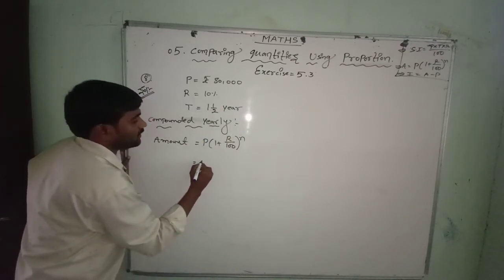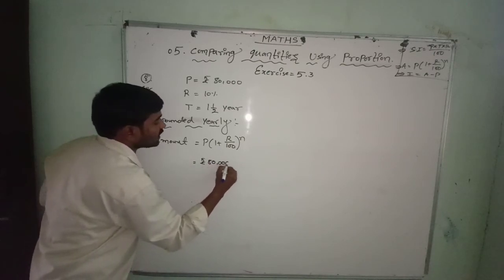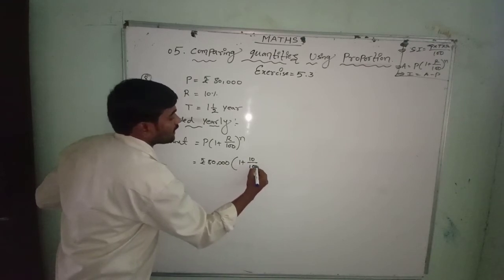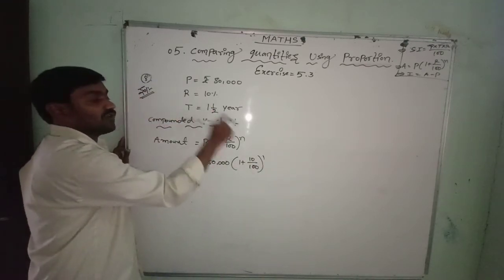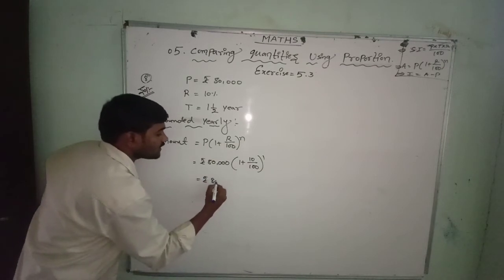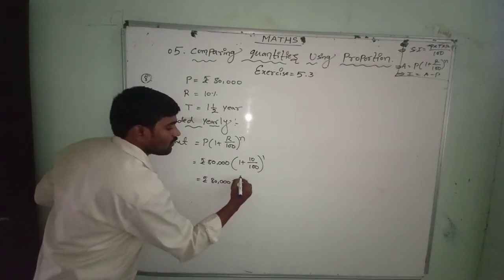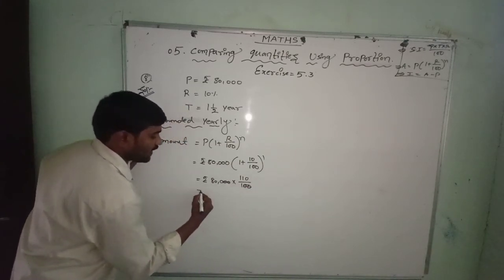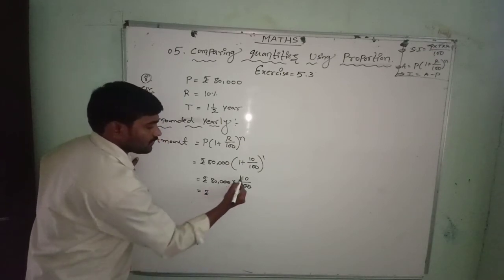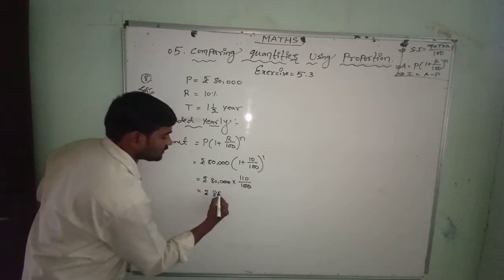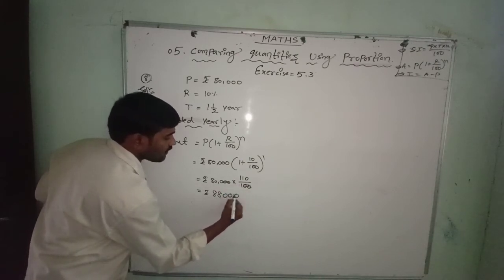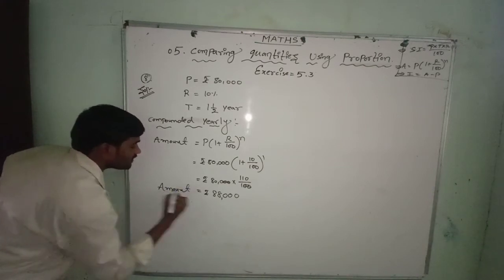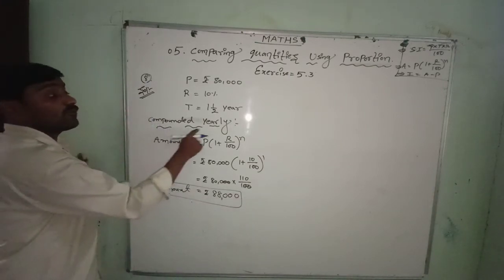So let us go for here rupees 80,000 of 1 plus R, that is 10% by 100, whole to the power of only 1, we take it because it is for only 1 year. So here rupees 80,000 into 110 by 100. So if you cancel these 2 zeros and these 2 zeros, here 11 eights are 88, and here 3 zeros, 88,000. This is the amount for 1 year actually. This is the amount for 1 year when compounded yearly.